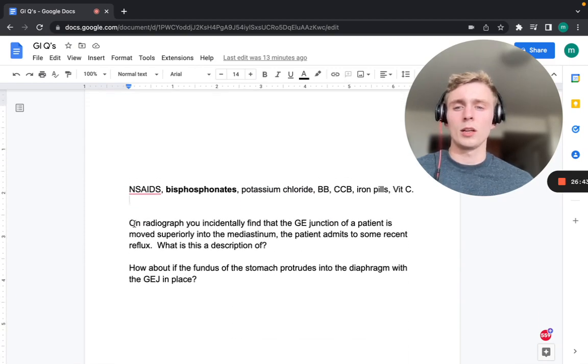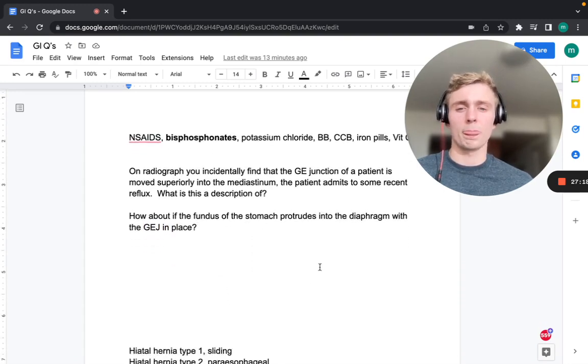Okay, next one. On radiograph, you incidentally find that the gastroesophageal junction of a patient is moved superiorly into the mediastinum. The patient admits to some recent reflux. What is this a description of? You found that the GE junction moves superiorly into the mediastinum. What if the fundus of the stomach protrudes into the diaphragm with the GE junction actually in place still? So what if it kind of flips and the fundus is now in the chest and the GE junction is not prolapsed superiorly?